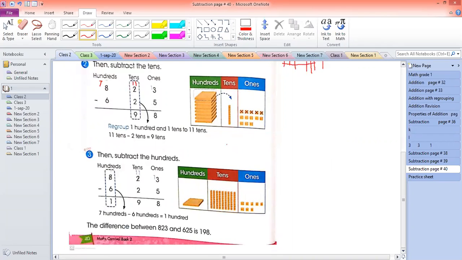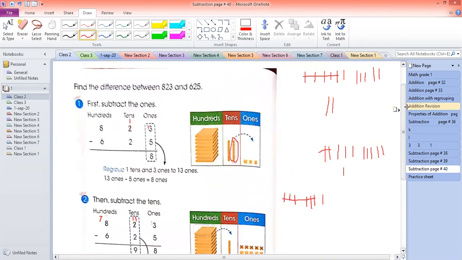In that way you have to complete it. I will repeat it for you again. First you have to subtract the ones. When you are subtracting 5 ones from 3, you realize that you cannot subtract 5 from 3. So you regroup 1 tens with the 3. Now it is 13 ones after regrouping. So 13 ones minus 5 ones, you know that is 8 ones.